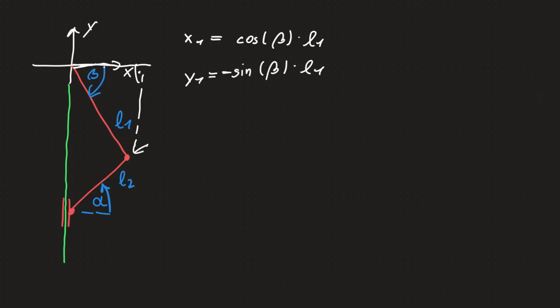Now we calculate x2. x2 is the position of this translational joint. This position is equal to x1, and now we want to get from here to here, and this is not so straightforward. And now we are going to use what we learned on the previous slide.